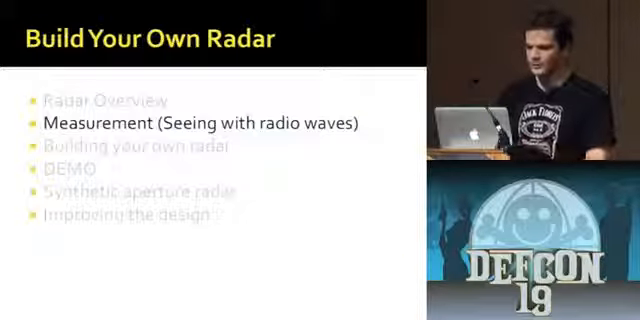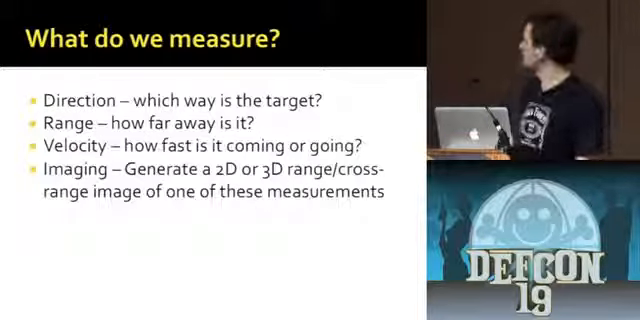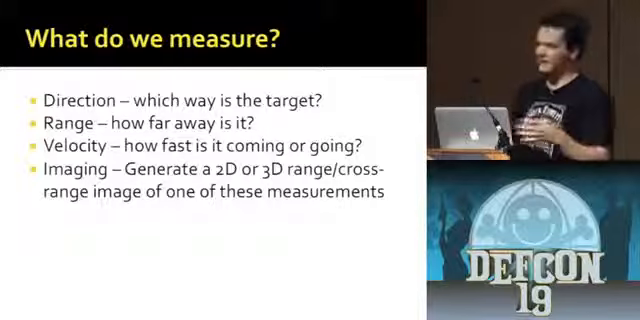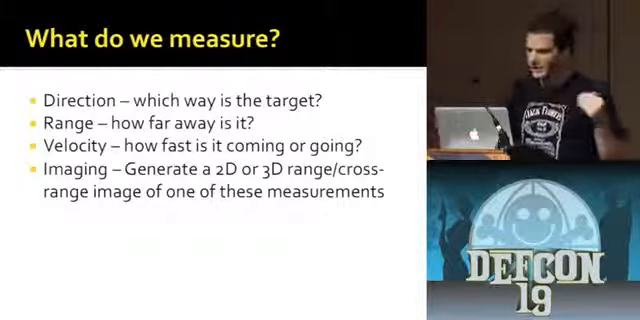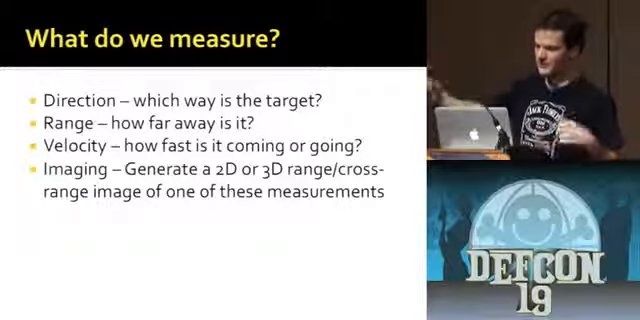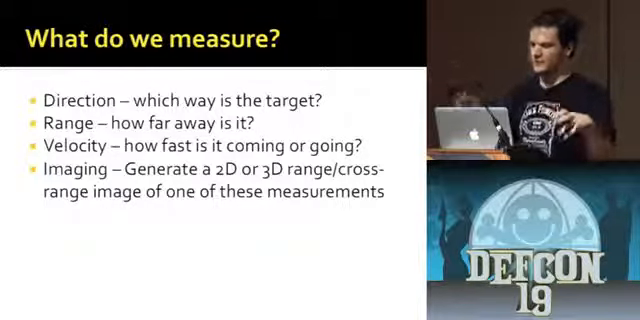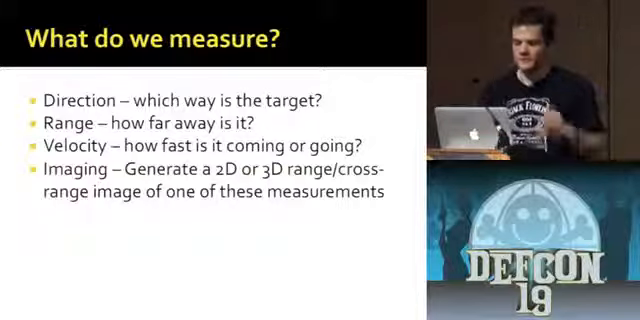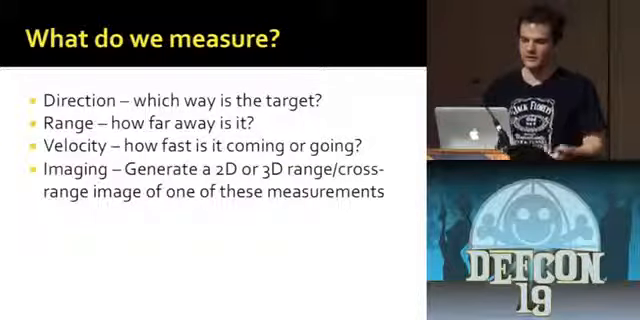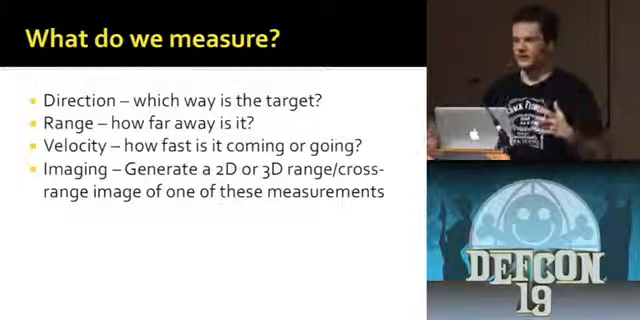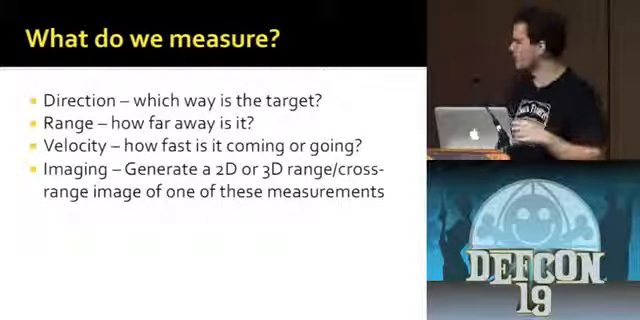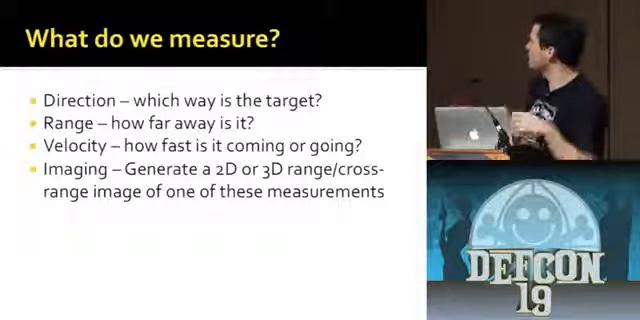So let's talk a little bit more about what we can measure here. Like I said before, there's a couple things that we're talking about. Direction is like if I have some target, where do I go to get to it? Range is the distance to the target, and velocity is how fast the target is moving. Then we can combine all these things into basically imaging. So we can use various techniques to generate a 2D or a 3D picture, which is in what I'm calling this range and cross-range domain of one of these measurements.